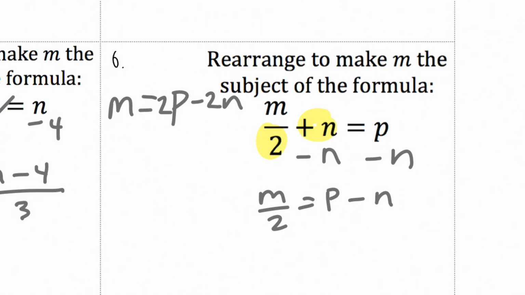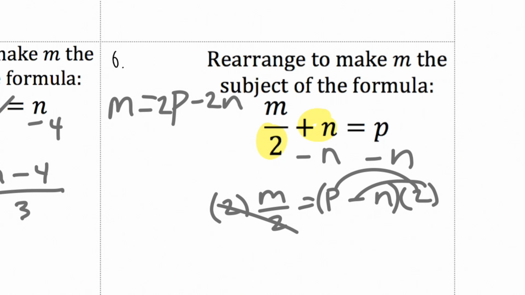And then the thing that undoes division is multiplication, so we multiply both sides by 2. But everything on the right side has to be multiplied by 2. So not just the N, not just the P, it has to be everything. So we have to distribute there. So we're left with M equals 2P minus 2N.